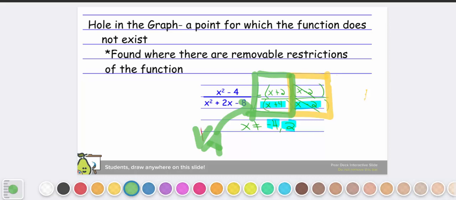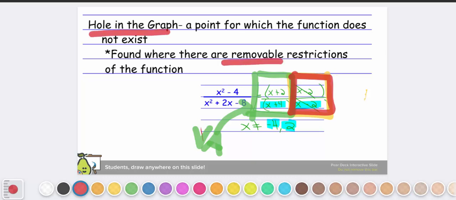The next part is some things do cancel out, and that's what we have in the red box here. And that is something that is removable. That is a hole in the graph. Okay, so as we list and name each thing here, we have at -4 a VA. At 2, we have a hole, because that part can be removed. Just like from the graph, whatever's left, we can actually remove it.